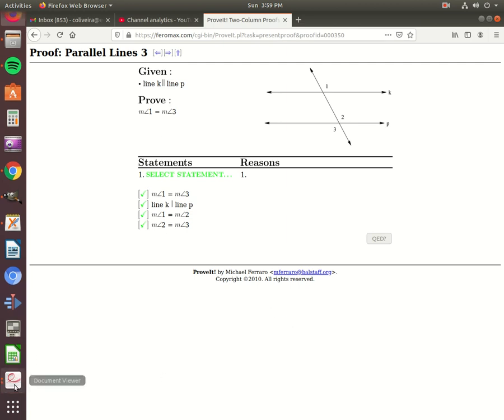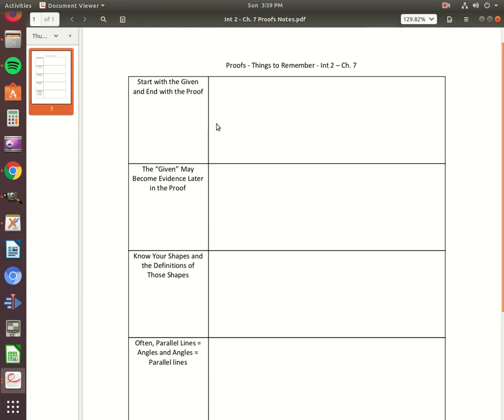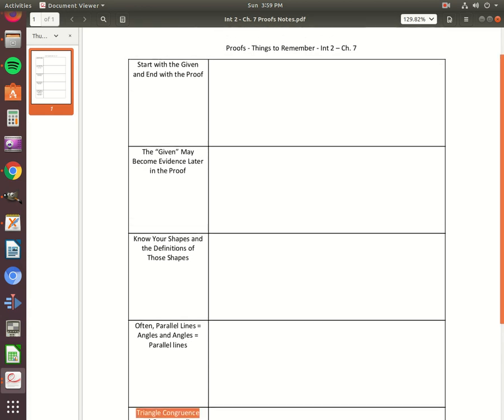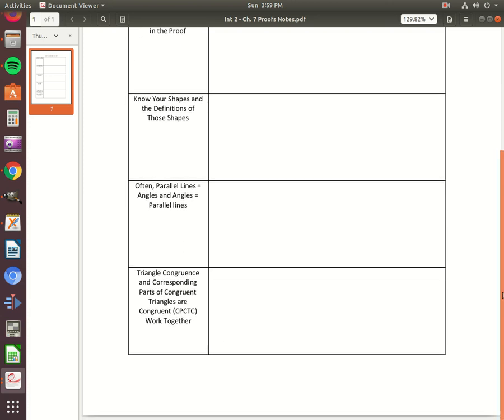Again, try to keep in mind what we talked about, sort of these battle plans here. Start with the given, end with the prove. The given may become evidence later. Know your shapes and definitions. If you have parallel lines, look for angle relationships. If you have angle relationships, look for parallel lines. And if you're doing triangle congruence, look for CPCTC, etc.